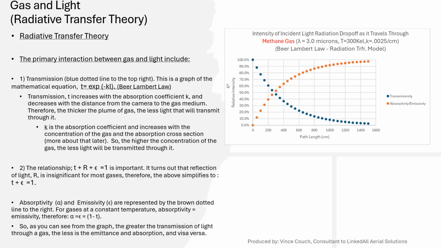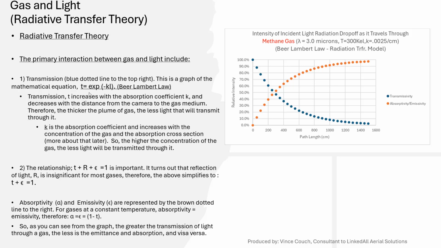Okay, so this is the graph here, the blue dotted lines. And for those physics and math geeks out there like me, this equation is exponential to the minus KL. K is an absorption coefficient, which increases with the concentration of the gas and something called the absorption cross-section, which I'll get into later. So the higher the concentration of the gas, the higher this number is going to be. And since this is 1 over exponent of KL, the less the transmission is going to be. So the higher the concentration, the less the transmission.